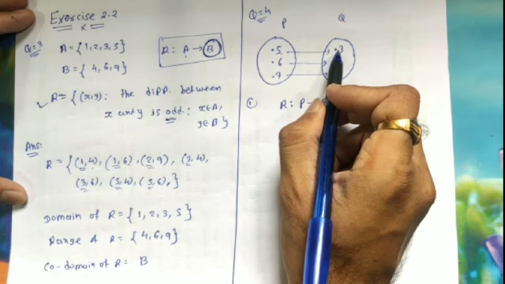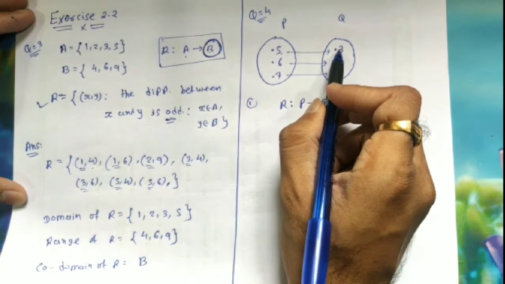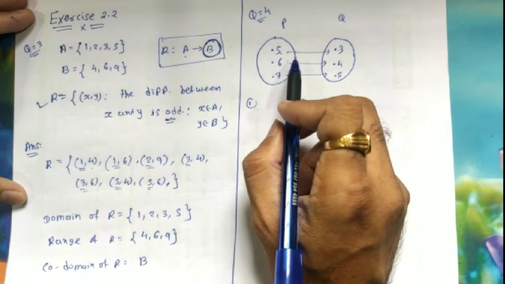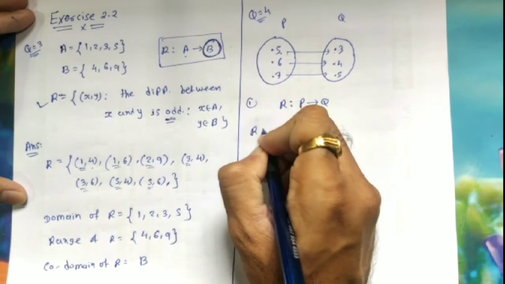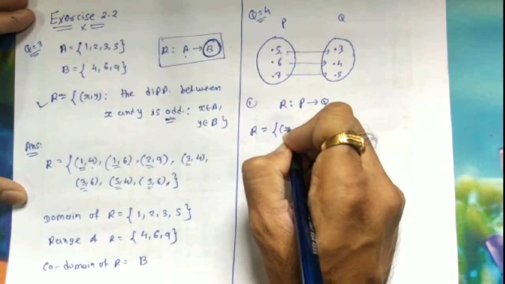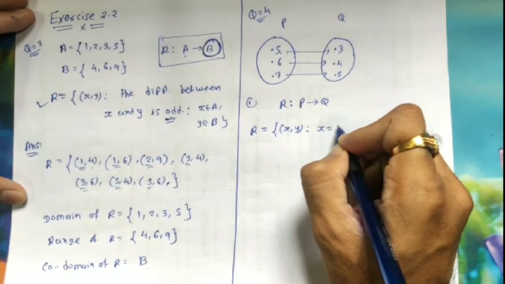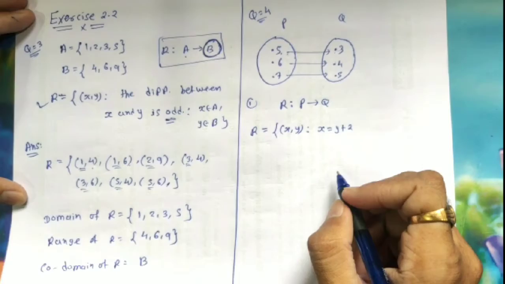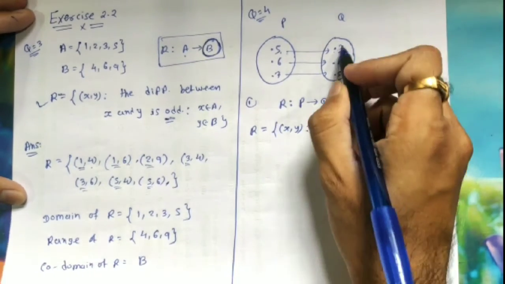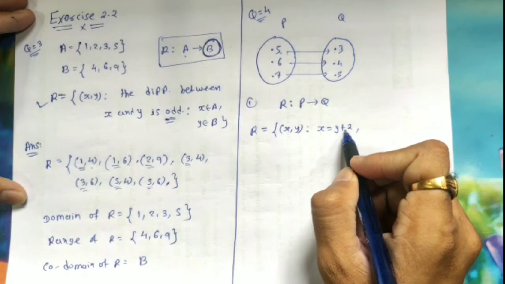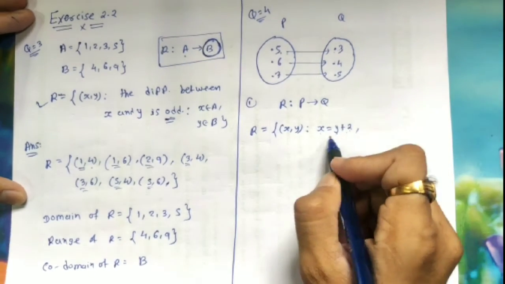So this is the first element, this is the second element. So the first element is greater than this second element by 2. Here same. So we can say that the first element is greater than the second element by 2. So relation R is nothing but the ordered pair (x, y) such that our first element x is 2 greater than the second element. If I put x equal to 5 here and y equal to 3 here, so 3 plus 2 is 5. So this is our first element. So this is the relation.